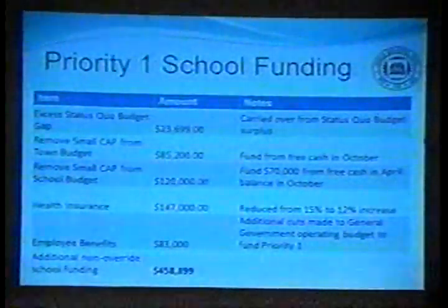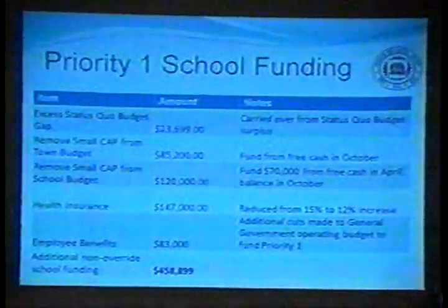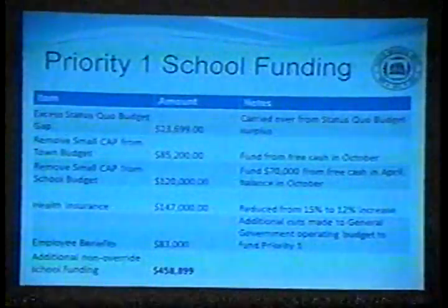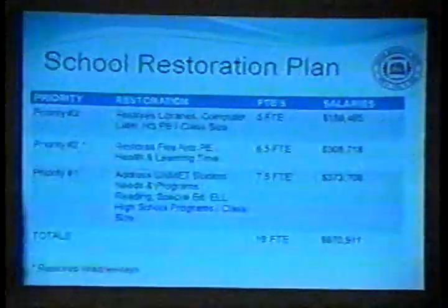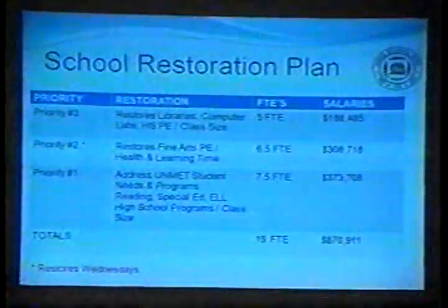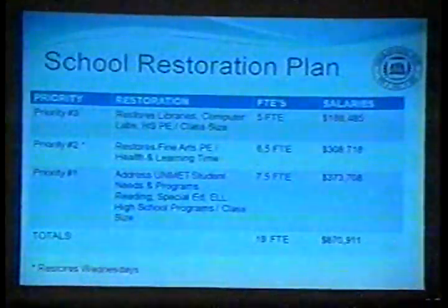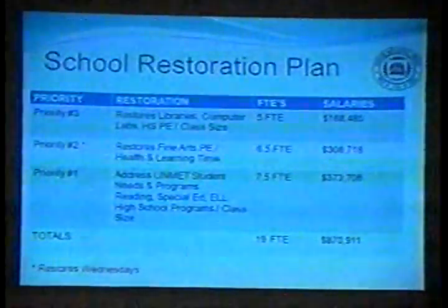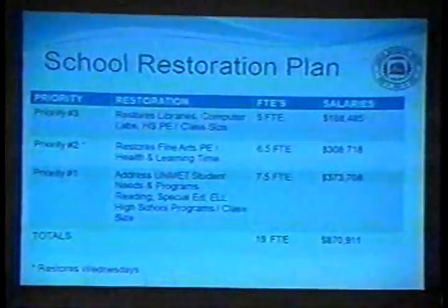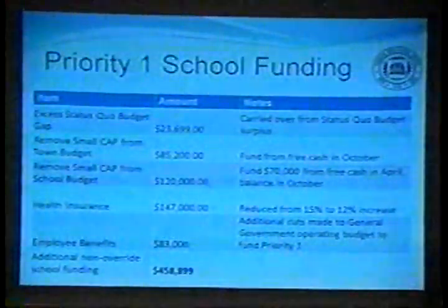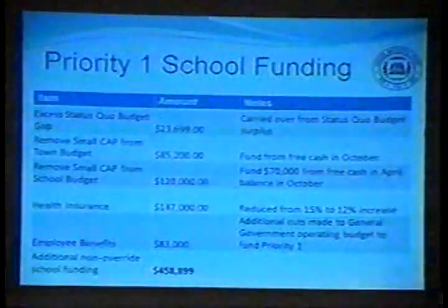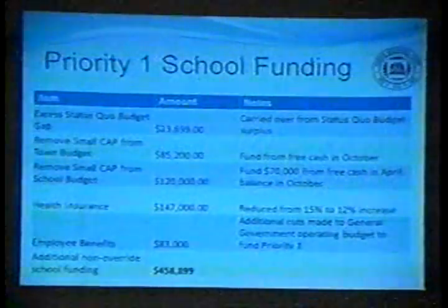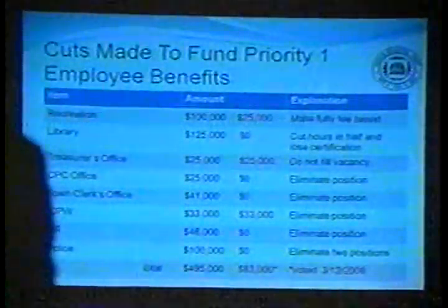Now, we also, in order to fund the school budget, their increase, as you look at phase one, and I'll go back there for a second, they were looking for 7.5 full-time employees, and the 373 covers their salary but does not cover their benefits. So the board had to come up with an additional $83,000 to cover the benefits to close on priority one. And we did this as follows.